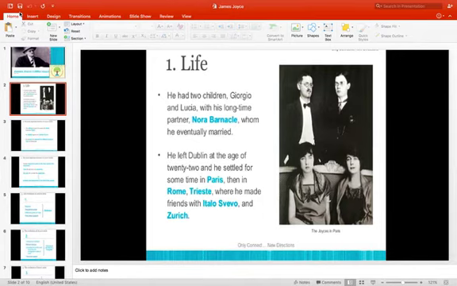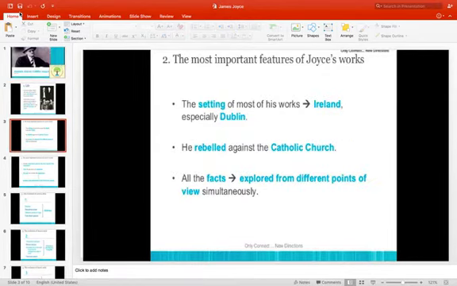Joyce had two children, Giorgio and Lucia, with his longtime partner, Nora Barnacle, whom he eventually married. He left Dublin at the age of 22 and settled for some time in Paris, then in Rome, Trieste, where he made friends with Italo Svevo, and Zurich. James Joyce is regarded as one of the most influential and important authors of the 20th century.